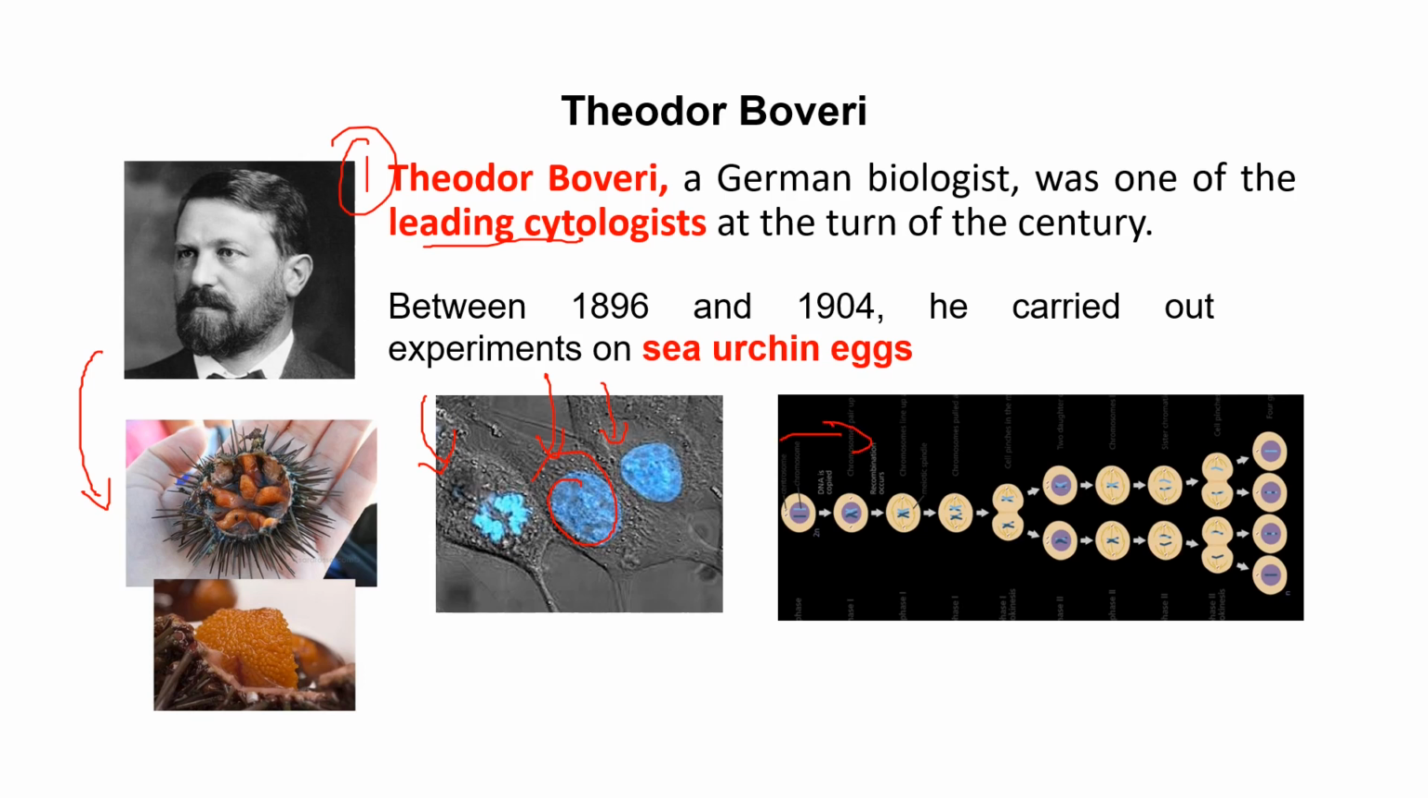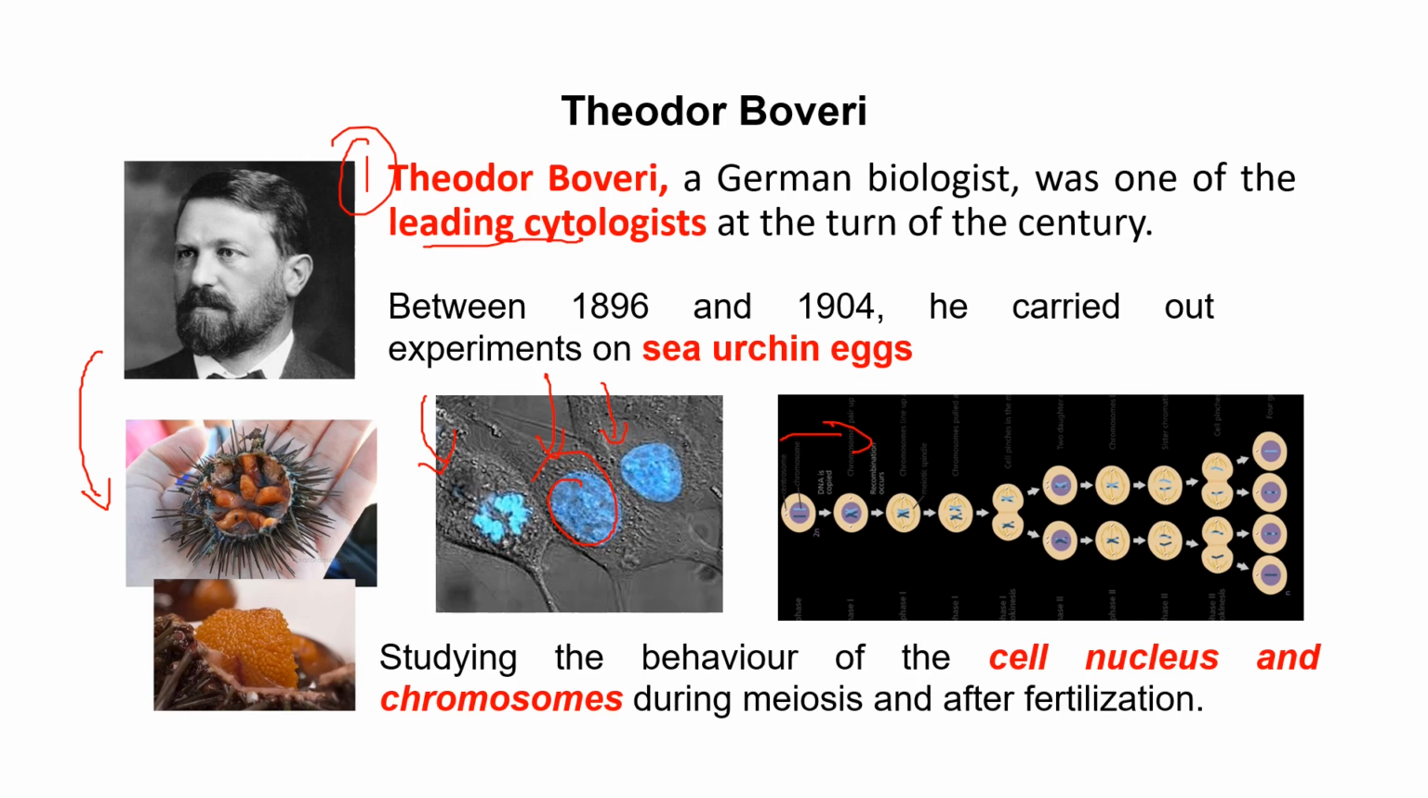the process of meiosis, the sea urchins are particularly good to study this process of fertilization, and the cells are relatively big and they are very easy to study in the microscope. So this is why he picked this model organism. That, remember, I might ask you in the exam, that he used eggs of sea urchin to study cell nucleus and chromosomes during meiosis and after fertilization.